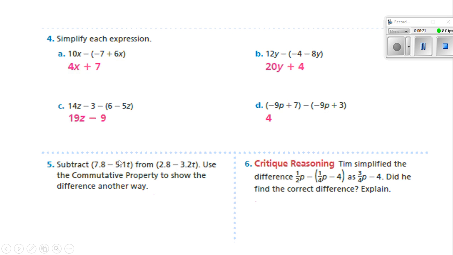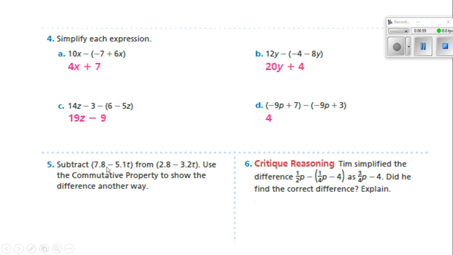Number 5 says subtract this expression from this expression. Use the commutative properties. That means I'm allowed to take the things that are alike and put them together. Since I'm subtracting this from this, that means it's this minus this. So all these numbers are going to become negative numbers. There's a negative sign in front of here, I should say. This is going to be a negative 7.8. So we've got negative 7.8 and 2.8. That's going to give us a negative 5.